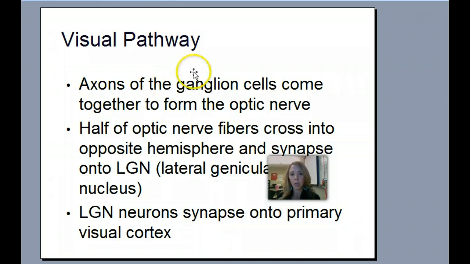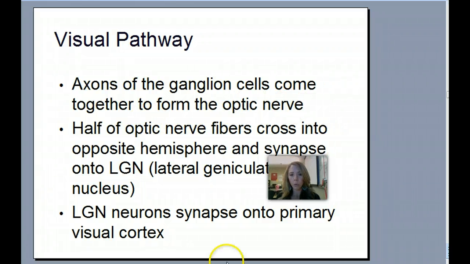All right, so think about how long that axon has to be to go all the way back in your brain. Now, what I just said before with that diagram, so I have half of my optic nerves that cross into the opposite hemisphere. Remember, that's what we drew, the pink and the black nerves, and they synapse onto the LGN, that's short for the lateral geniculate nucleus. And you need to know that the LGN synapses onto the primary visual cortex. So the LGN, the lateral geniculate nucleus, and those neurons then synapse onto our primary visual cortex.